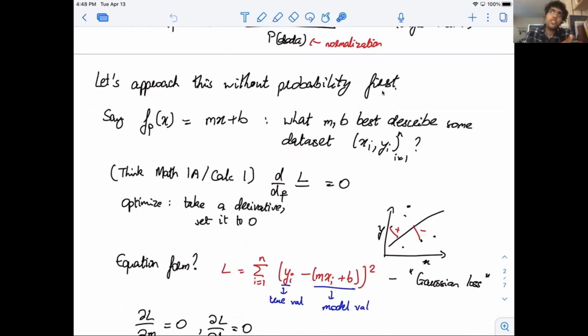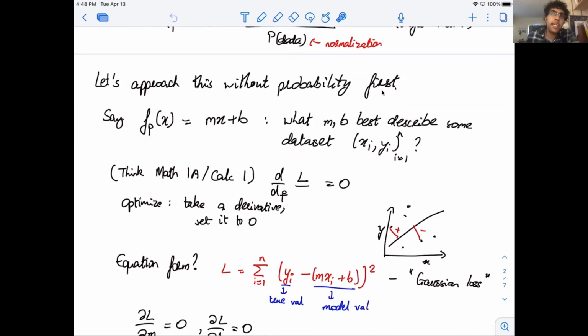How you might think to approach this is, well, why do I have to care about the probability side of any of this? Just think about it as a mathematical optimization problem. Let's think about that, because that's going to inform how we go about this more intelligently with probability. Let's go back to our linear model and say f sub p of x is mx plus b, where p is just a vector containing the slope and the intercept. What m and b best describe our data set?